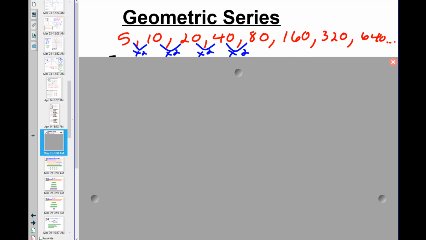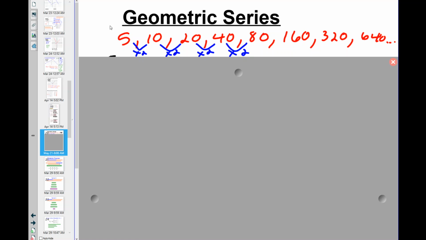When a common ratio is greater than 1, that sequence is said to diverge. When it is less than 1, when it's a proper fraction, it's said to converge. Now, that's not going to really be important. That terminology doesn't really get used in the unit, but it's just free information.